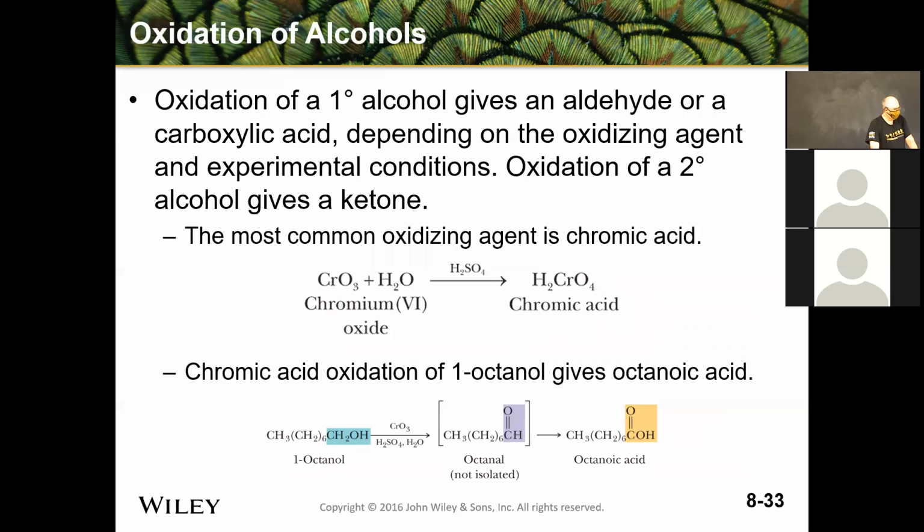The next reaction is oxidation of alcohols. The oxidation product that we get depends on whether we are starting with a primary, secondary, or tertiary alcohol. One way of oxidizing an alcohol is to use chromic acid, which we can form from chromium trioxide and sulfuric acid.